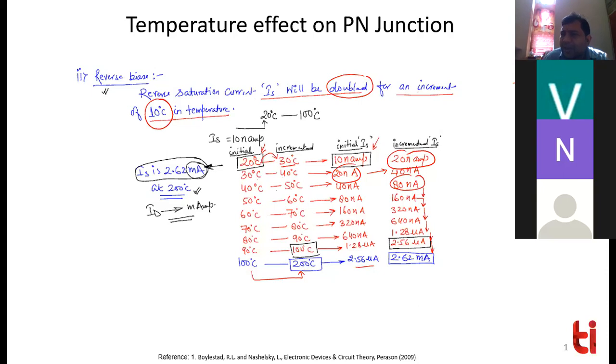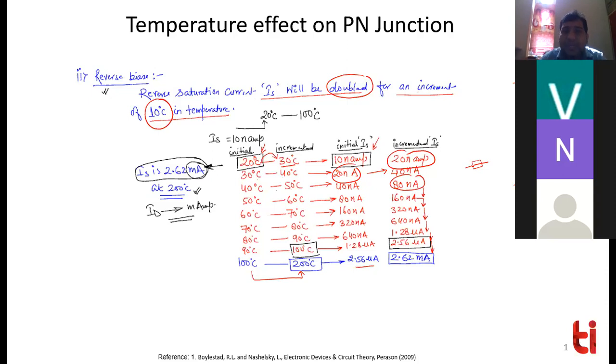People have calculated at, let's say, 20 degrees Celsius, what the minority charge carrier density was, and at 30 degrees Celsius what the minority charge carrier density was, and then they calculated the current. Experimentally you can also verify it, no problem. You can take a diode, put it in reverse bias, and make a setup where you can also measure the temperature. If you take the reading at 20 degrees Celsius and then increase the temperature by 10 degrees Celsius, you will get just double the current.